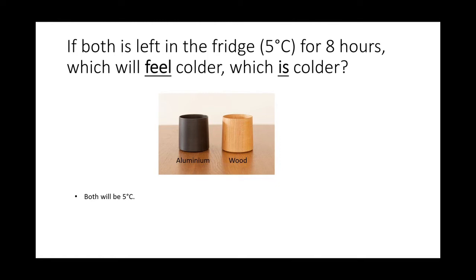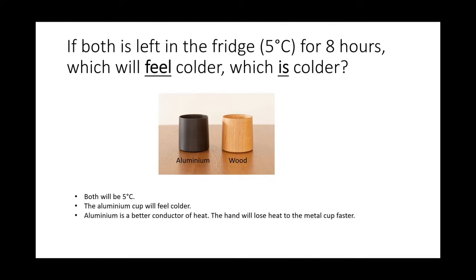And the reason why the metal cup will feel colder is because, like I told you during the previous video, aluminium or metal is a better conductor of heat. Since the metal is a better conductor of heat, your hand will lose heat faster to the cold metal cup. We feel cold not because it is cold, I told you before, we feel cold mainly because we lose heat. So if your body is losing heat faster, you feel colder. That's why the aluminum cup and wooden cup, although they are the same temperature, because your hand is losing heat faster to the metal cup, the aluminum cup will feel colder, but it is actually the same temperature.